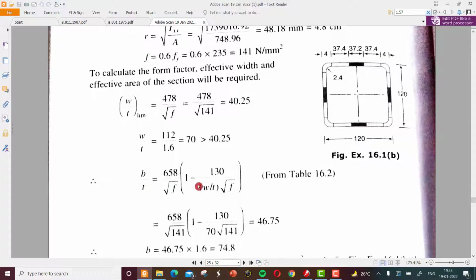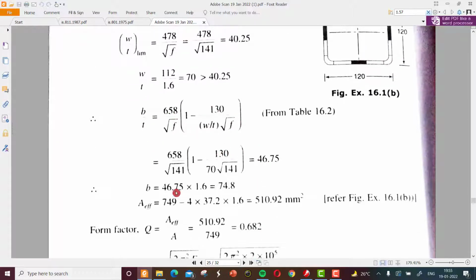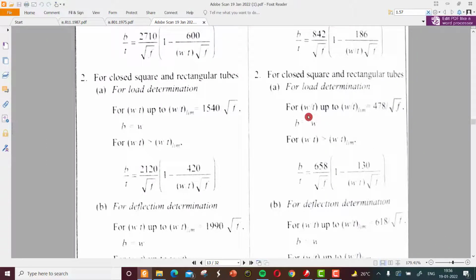the B by T is given by applying the equation. We have got 46.75. Then so B is equal to this T is going to the right hand side. B is equal to 74.8. So this means that just a minute. You can see here that for W by T up to this limit, we have full section effective. As our value is higher than the W by T limit, we are using this equation 658 and 130. Okay.